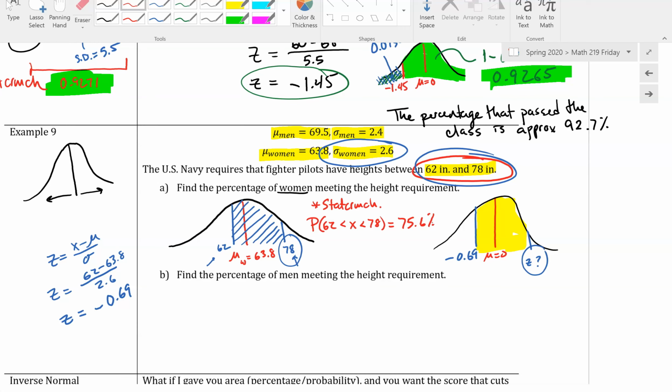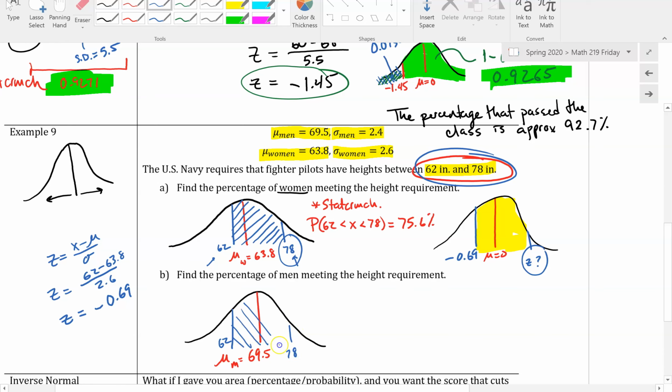Let's do the same thing for men. Find the percentage of men that meet the height requirement. So if I draw the normal curve showing the heights of men, men have a mean height of 69.5 inches. Again, the Navy requires that we're between 62 and 78. So 62 would be a little more to the left, 78. And this is the area I'm interested in.